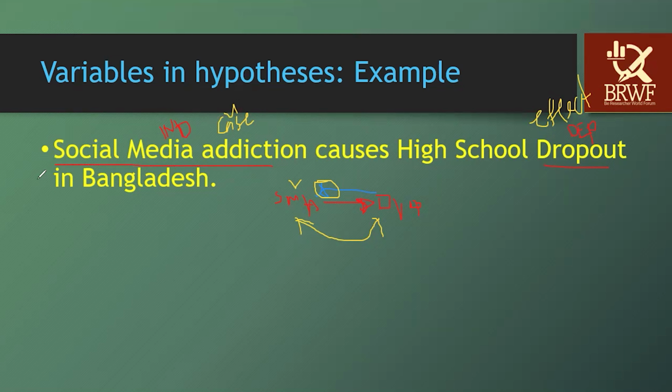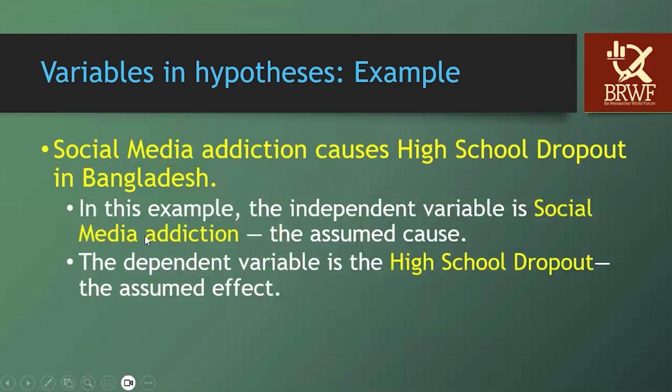So thank you for your nice participation. You are exactly right in what you have said. In the example, the independent variable is social media addiction, the assumed cause, and the dependent variable is high school dropout, and this is the effect. So this is called, in a formal way, cause and effect. Okay, cause and effect phenomena. So is everyone clear from this example?